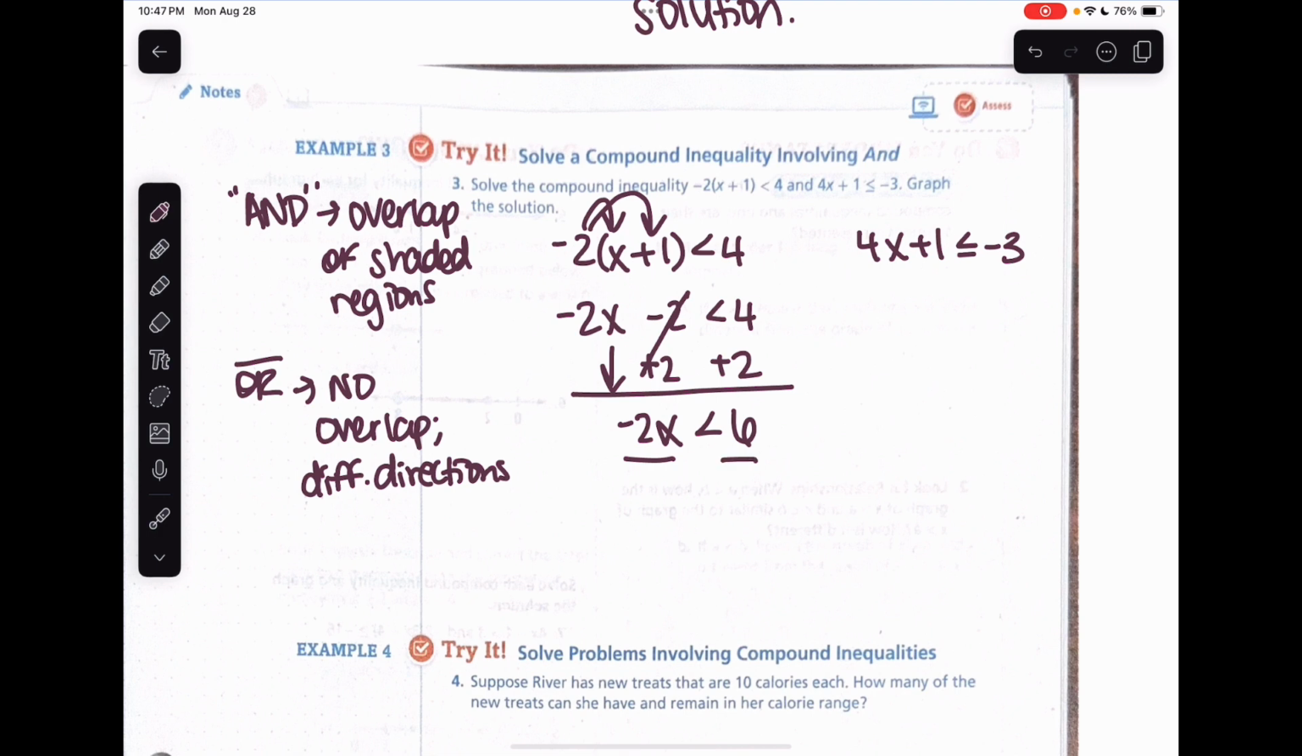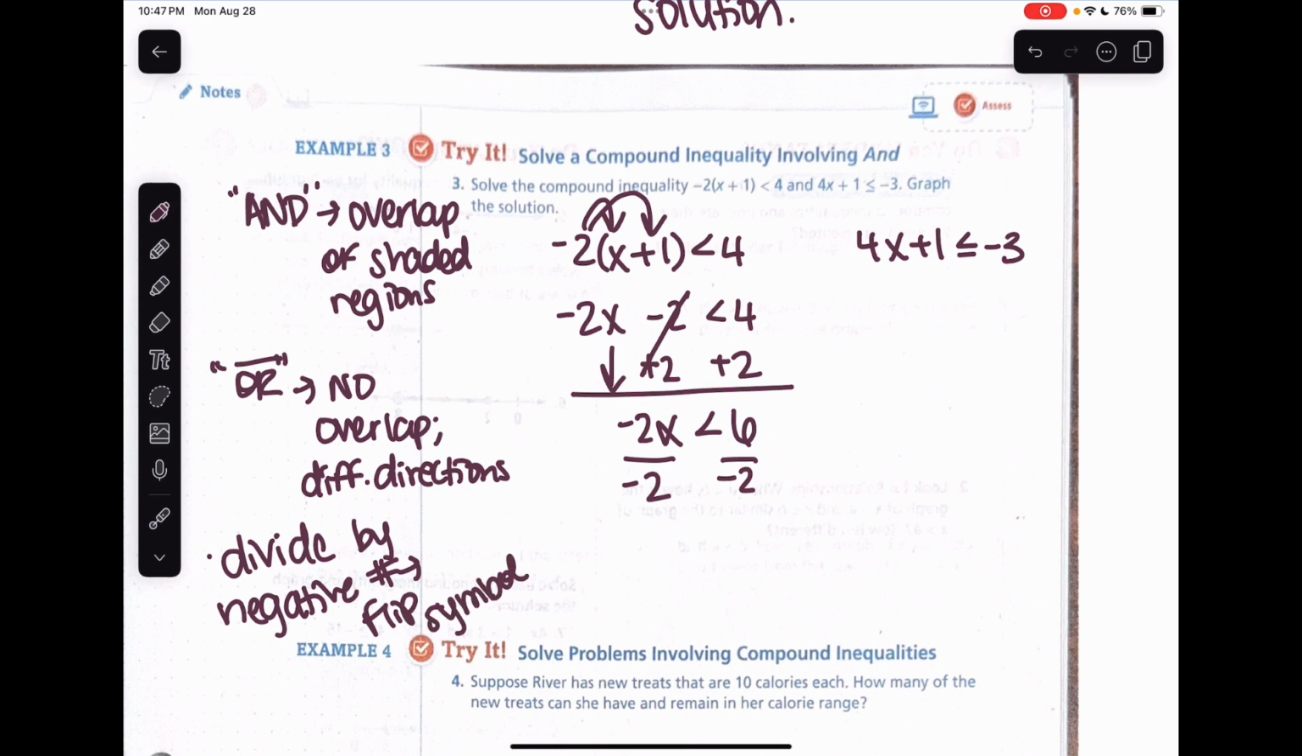I have to divide both sides by my coefficient, which is negative 2. Since I'm dividing by a negative, I have to flip my symbol. Okay? So when you divide by a negative, then flip your symbol. So what I'm going to have, instead of saying x is less than, is x is greater than negative 3.